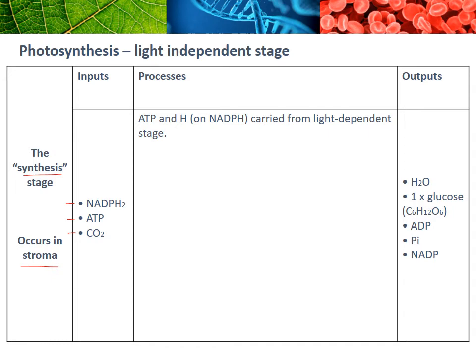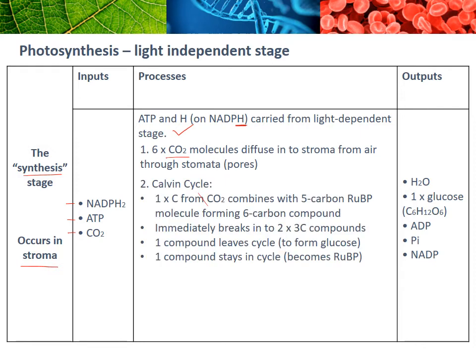Our processes: the ATP and the hydrogen have been brought across. The hydrogen was ferried on this NADPH. The carbon dioxide molecules diffuse from the atmosphere in this stage. So they diffuse through those little stomata in the bottom of the leaf. Then we have a process called the Calvin cycle.